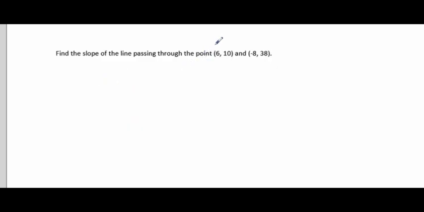Okay, this example asks us to find the slope of the line passing through these 2 points. If you recall, we have 2 ordered pairs here, so we can label them x sub 1, y sub 1, and x sub 2, y sub 2. Why would we want to do that? Well, we have a formula for slope that is y sub 2 minus y sub 1 divided by x sub 2 minus x sub 1. That will find the change in y divided by change in x, so your rise over your run.